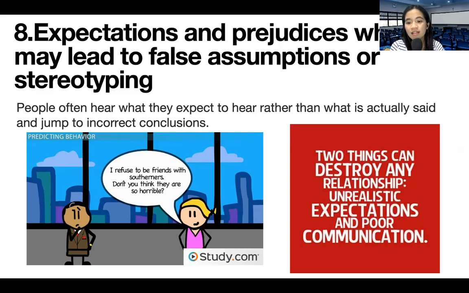So take note that two things can destroy any relationship. It can be unrealistic expectations and poor communication. So set realistic expectations and have good communication, right?